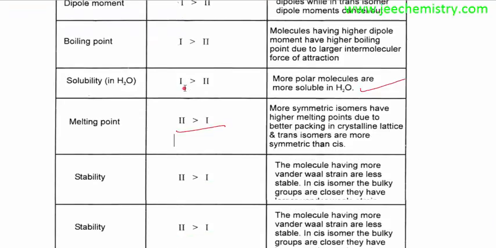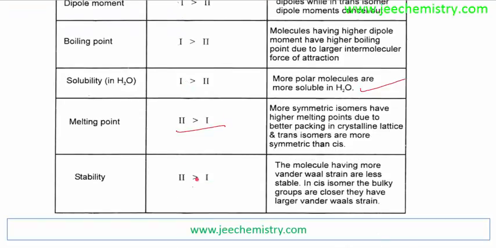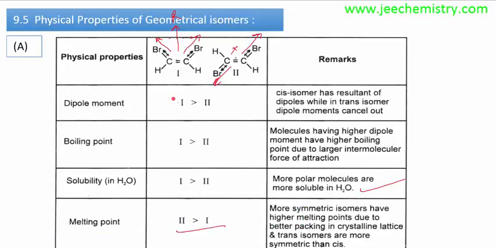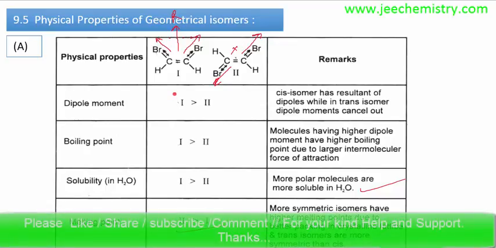Now stability. Higher symmetry means higher stability. The stability of molecules depends on the van der Waals strain being less. A molecule having more van der Waals strain is less stable. In the cis isomer, the bulky groups are closer and have a larger van der Waals strain, meaning the higher the van der Waals strain, the less the stability.